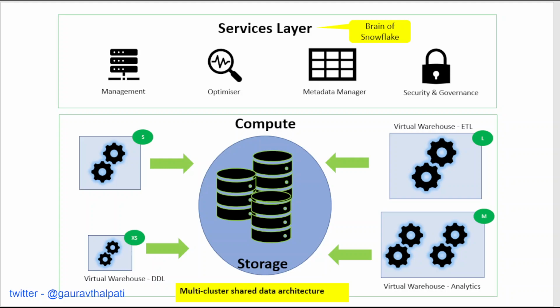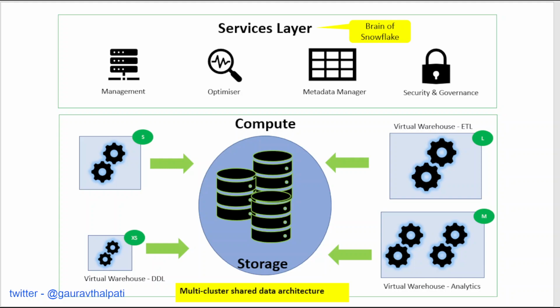So at a high level, this is a very high level picture of how the Snowflake architecture is. And I'll try to break it down into pieces to make this much simpler so that everyone can understand it. The Snowflake architecture is divided into three main parts or three main layers. First is the services layer, the second is the compute layer, and the third is the storage layer. Okay. So we'll look at all of these layers one by one.